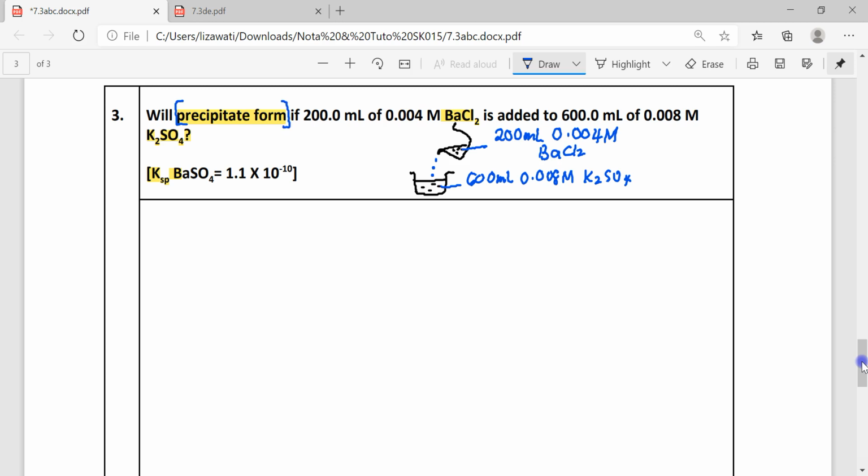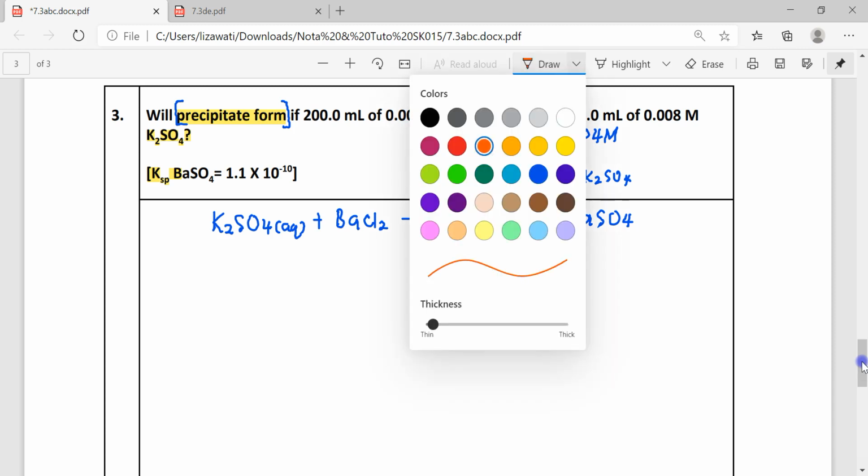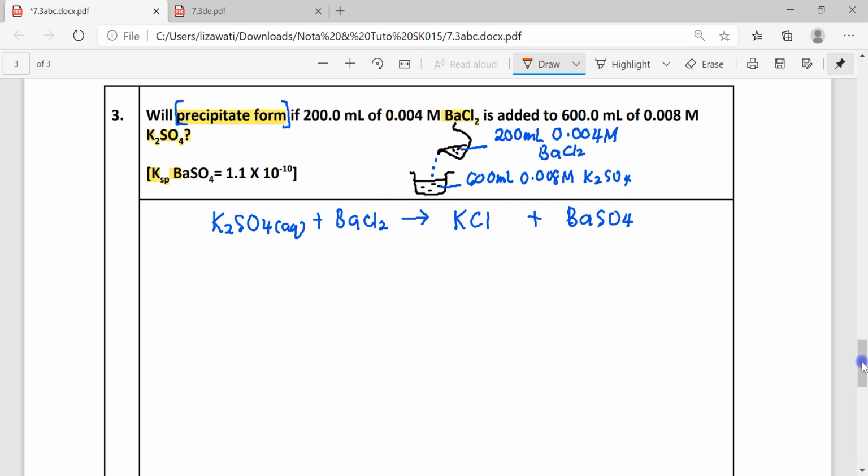But what is the precipitate? That is what we want to discover. Write the equation. Potassium sulfate and barium chloride will produce two products, potassium chloride and barium sulfate. Between these two salts, we already know from the previous lesson that for the alkali metal ion, the chloride salt is usually soluble, like NaCl. Therefore, it does not have any KSP value.